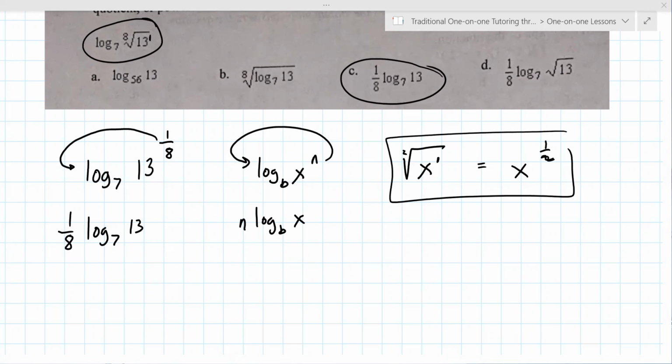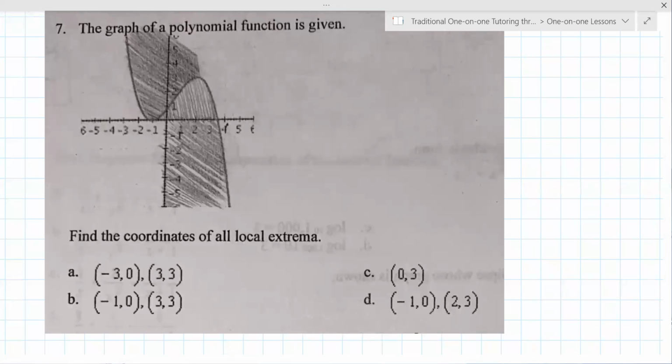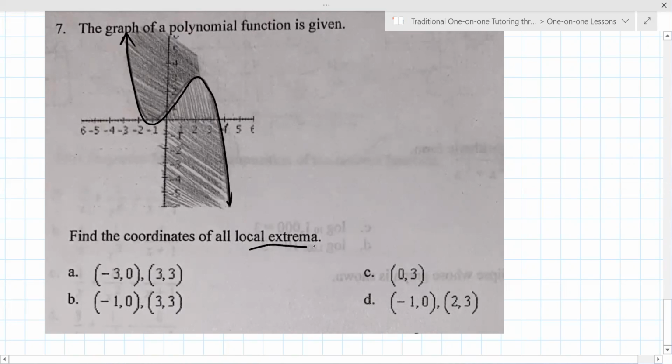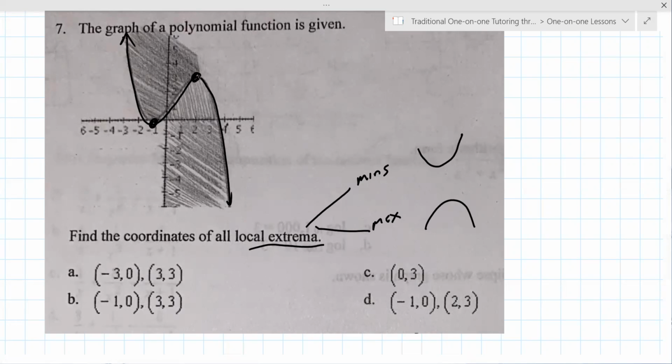All right, number 7 here. The graph of a polynomial function is given. It's just this part. I'm not sure why it's shaded in. But the extrema here, that refers to mins or maxes. And mins kind of look like that and maxes look like that. So we got one there and we got one there. So you just have to find the coordinates of these. So -1, 0, and 2, 3.